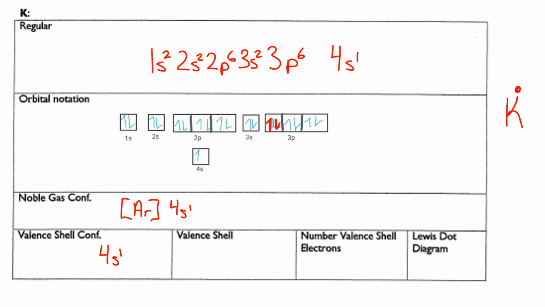What valence shell are we in? What quantum level are we in? We're in the 4th quantum level. How many electrons in the 4th level? And so the electron dot diagram looks like that. All right.